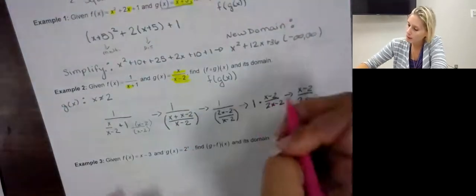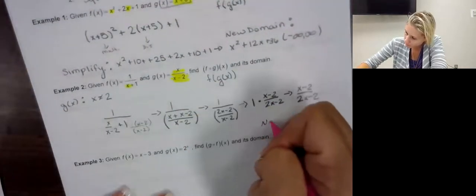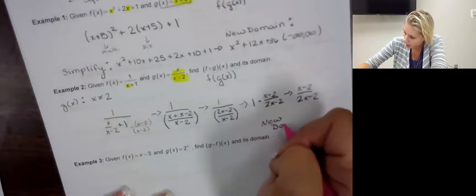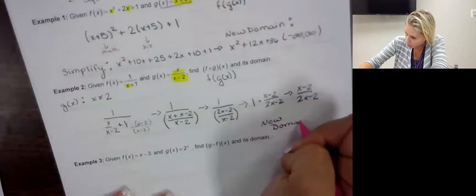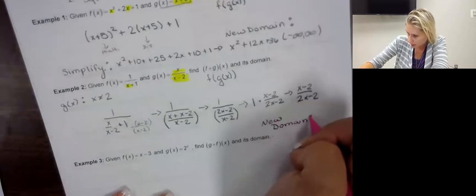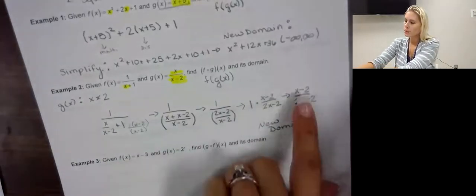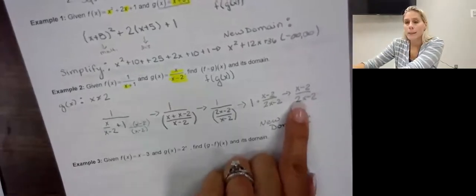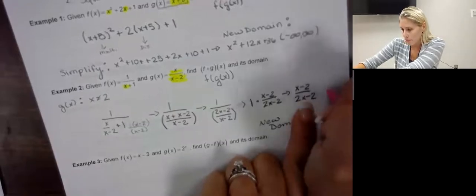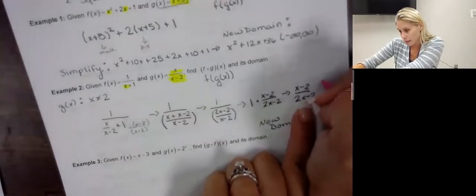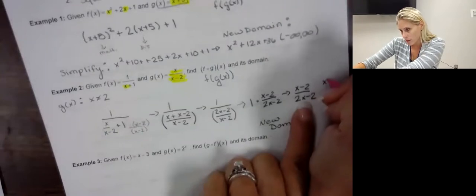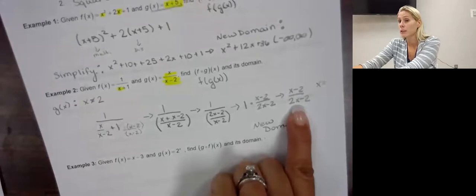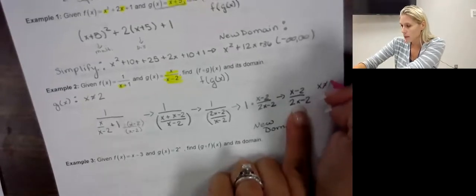So now when we think of our new domain, first of all, we need to look at the composition function to see if there's any problems. Well, what's the problem here? It's still rational, so the denominator cannot be 0. So what makes the denominator 0? Well, 1. If you guys need to, set 2x minus 2 equal to 0 and solve. So x cannot equal 1.